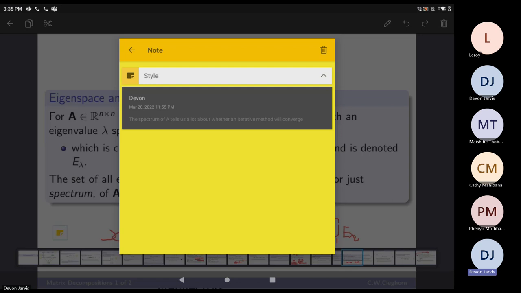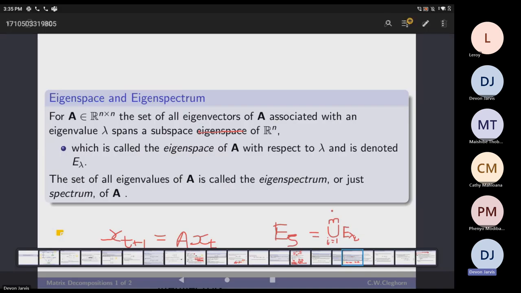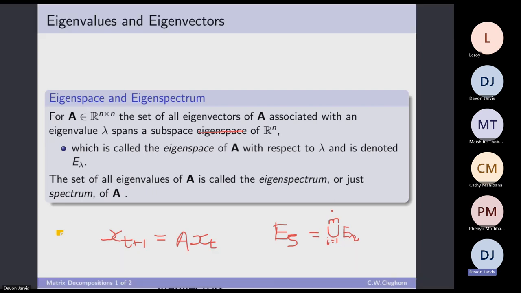So the spectrum of A tells us a lot about whether an iterative method will converge. It's usually like the ideas around taking a power of a matrix. If you're saying A to the power of n, what you're doing is essentially applying A n times to a system. The way you would do that is to do the eigendecomposition of A first, and then you raise the eigenvalues to the power of n. I've applied that stretch n times. They're always going to be along the same direction. So I've applied that stretch as many times as I want in the appropriate directions, but now you have the eigenvalues, which are all just scalars, so you can raise them to the power.